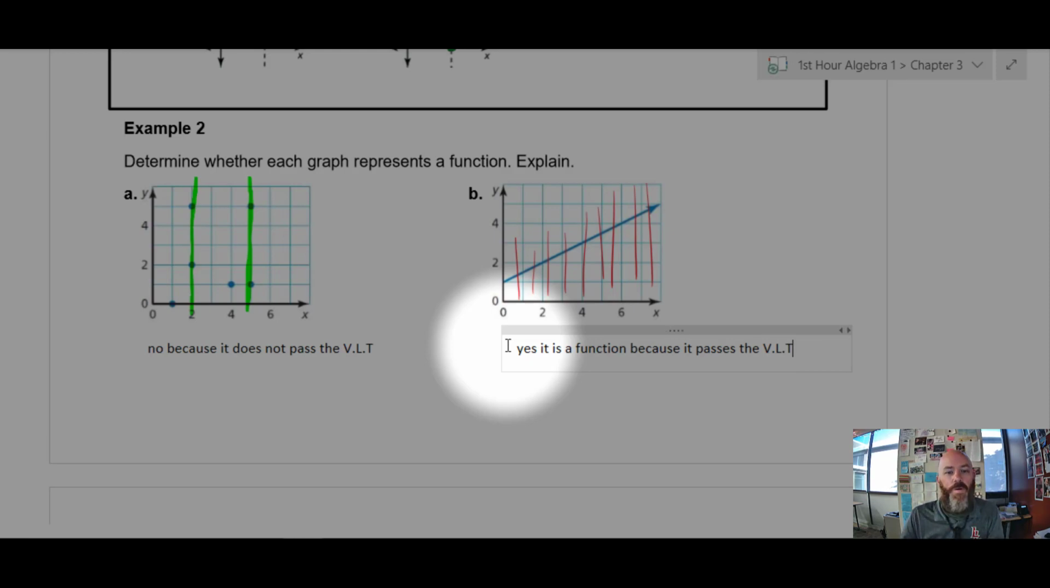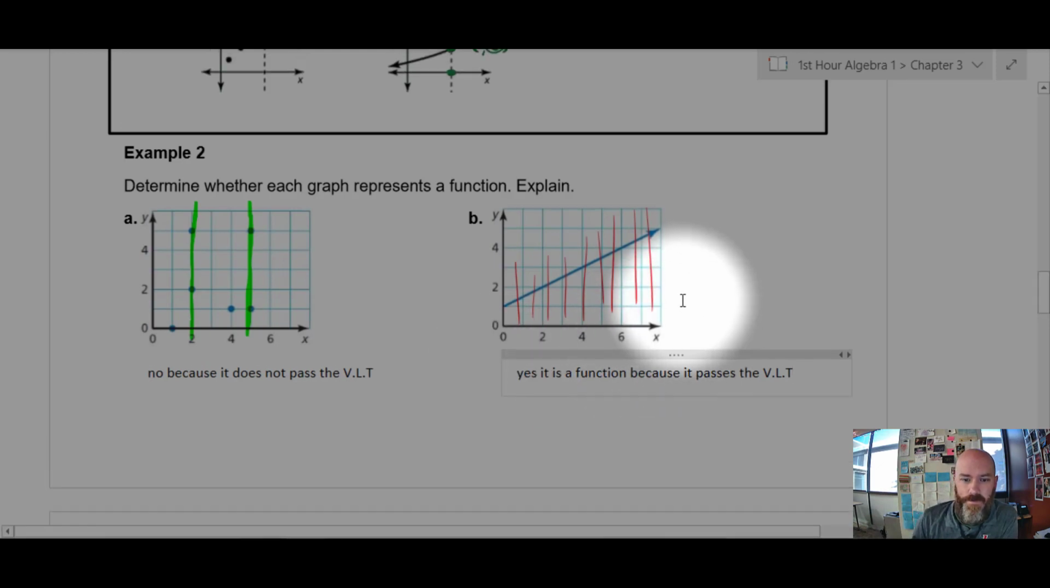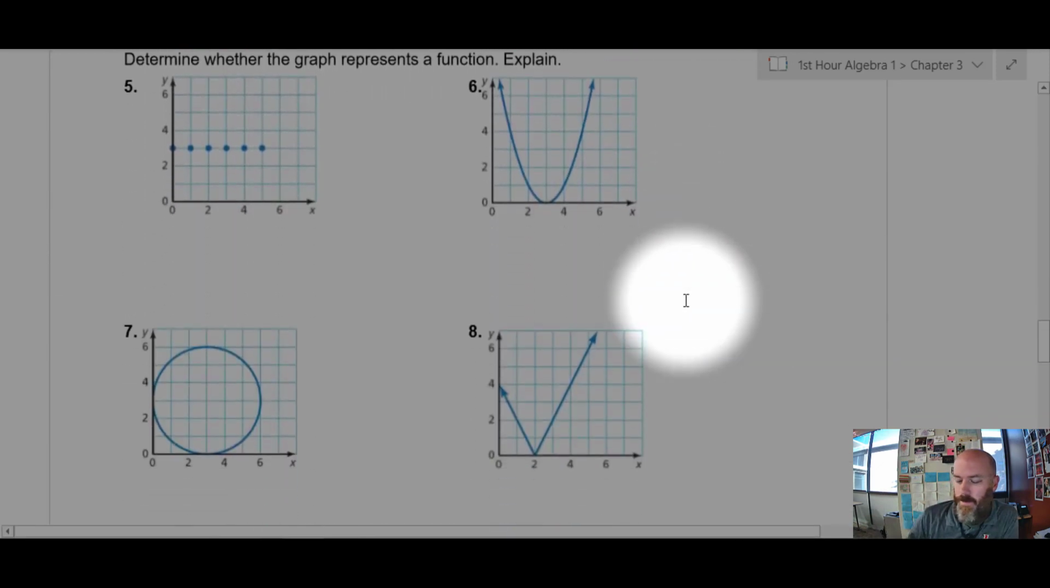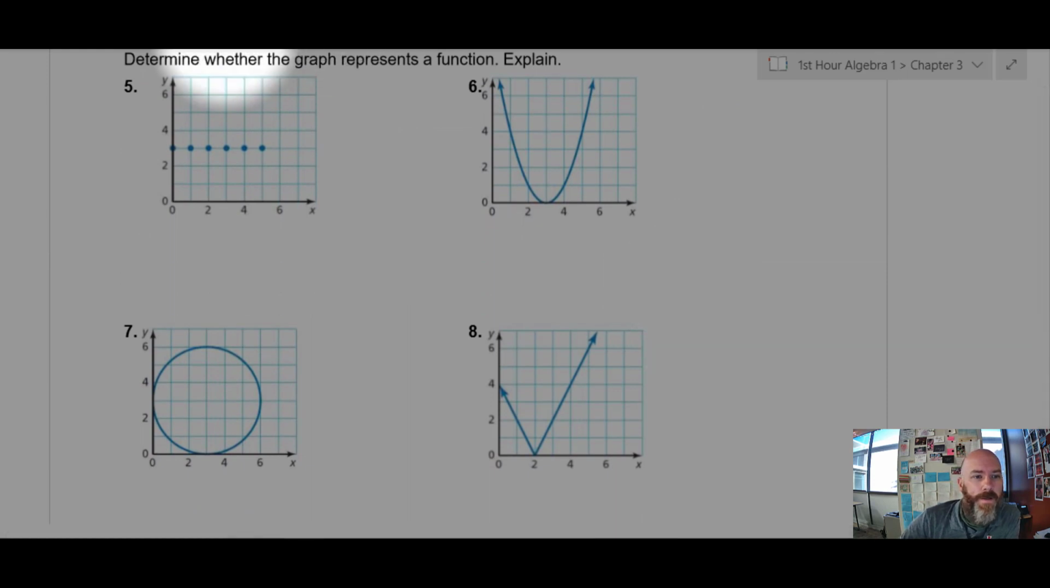So you can look at a table, a graph, a mapping diagram, and look at inputs and outputs. Or you can look at a graph and look at the vertical line test. So these on your own, if you want to, you can pause the video and try them. Then I'm going to write down what these answers are.